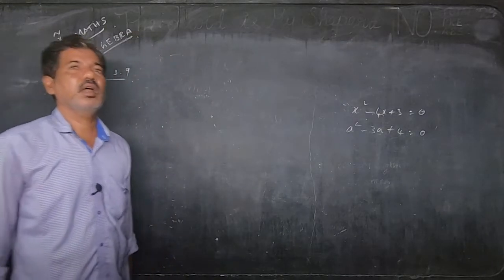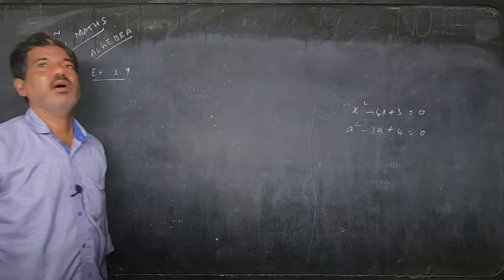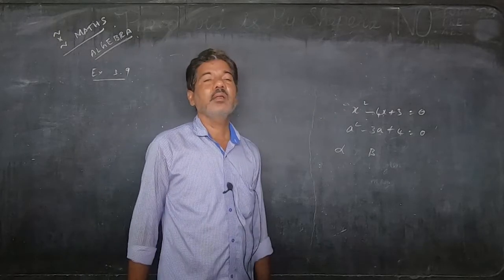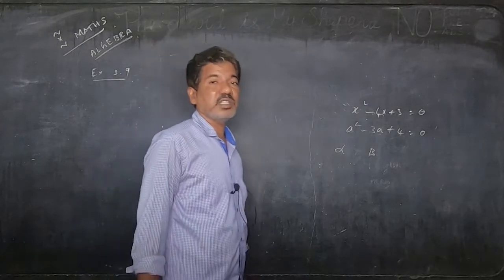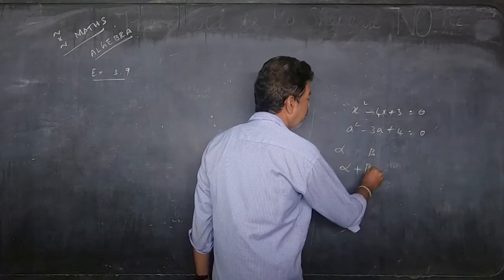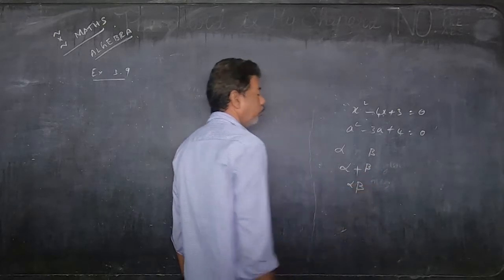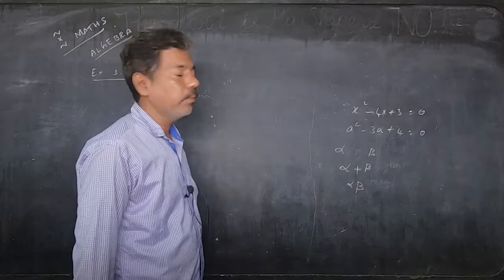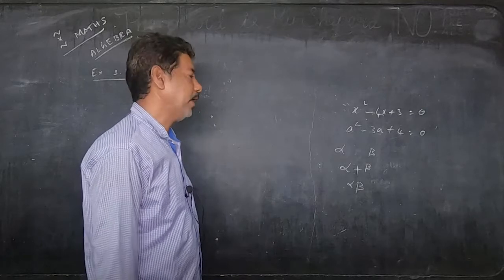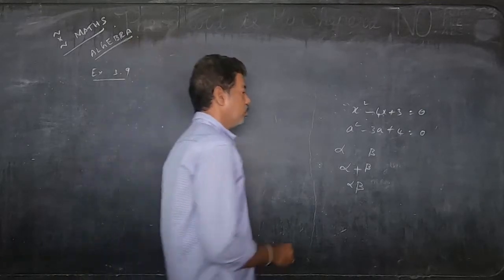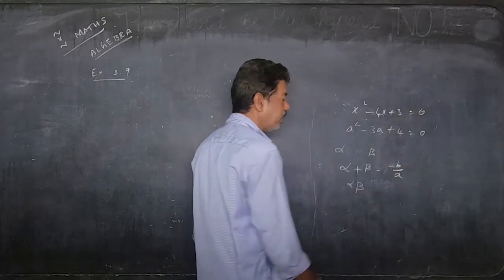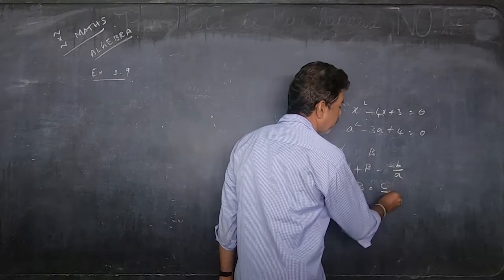In this coming exercise, we have to follow one of the rules using alpha and beta. Alpha and beta represent roots. We need the sum of roots and the product of roots. Sum means you have to add, product means you have to multiply. Sum of roots is minus b by a. Product of roots is c by a.